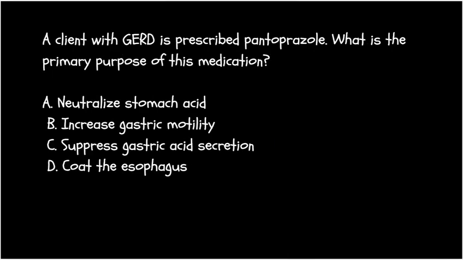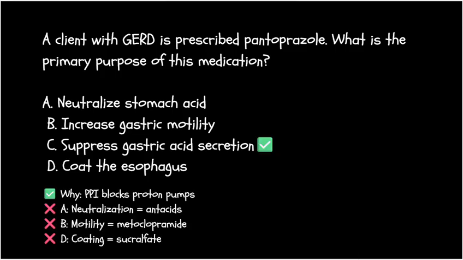Okay, next, we have a client with GERD who is prescribed pantoprazole. Prazole, we already talked about PPIs before. What is the primary purpose of this medication? A, neutralize stomach acid. B, increase gastric motility. C, suppress gastric acid secretion. D, coat the esophagus. Yep, if you said C, you're right. It's suppressing the gastric acid secretion. It's like no more acid for now, right?